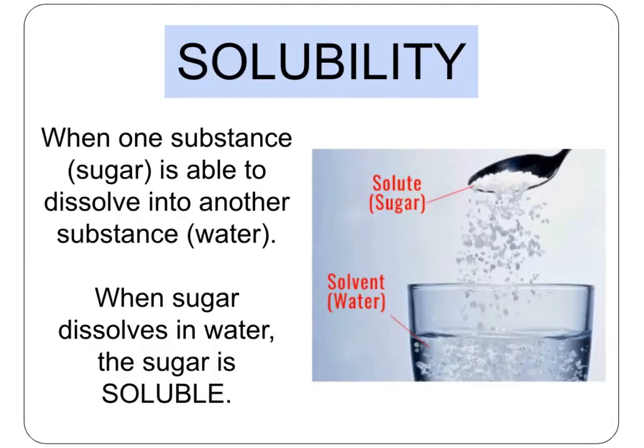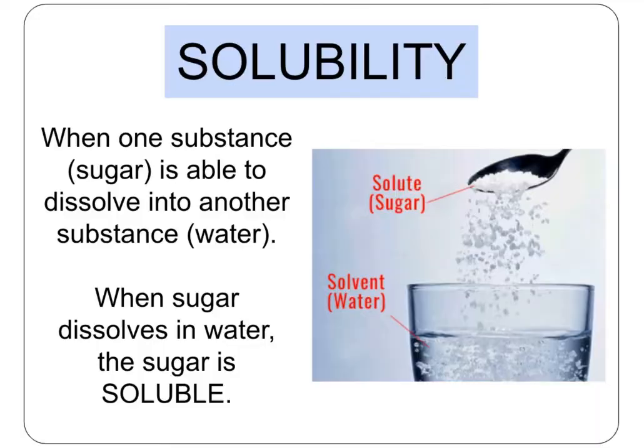Before we tackle our engineering challenge, we will need to know something about solubility. You see solubility every day. Solubility is the word we use to describe when a substance called a solute dissolves in another substance called a solvent. This happens when we mix sugar with water. The sugar dissolves in the water. This means that the sugar is soluble.